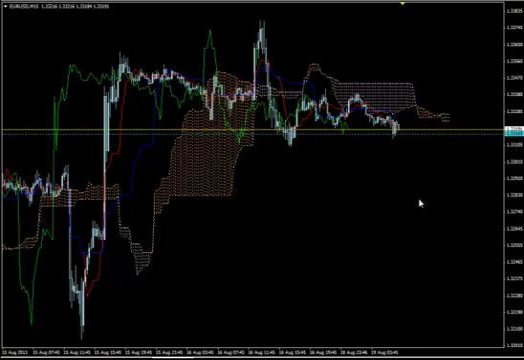M15 is 100% bearish. Price below the Kumo, Chiku span going straight down below the Kumo, below past price action. Although I would like to see a more vertical downward slope on the leading Kumo here, which is not happening yet. Let's go to M5.